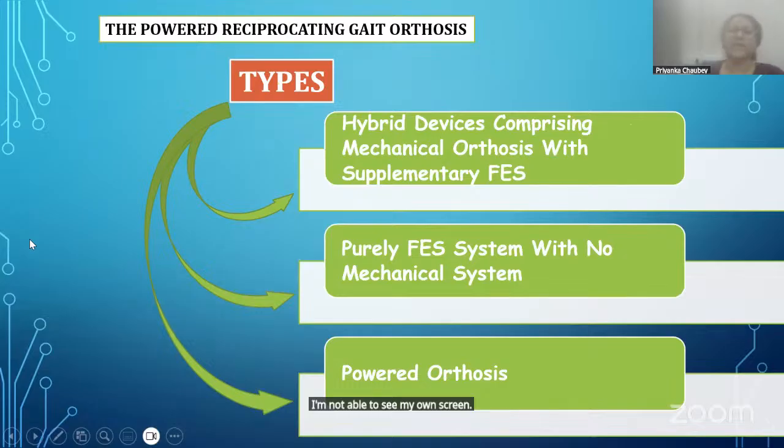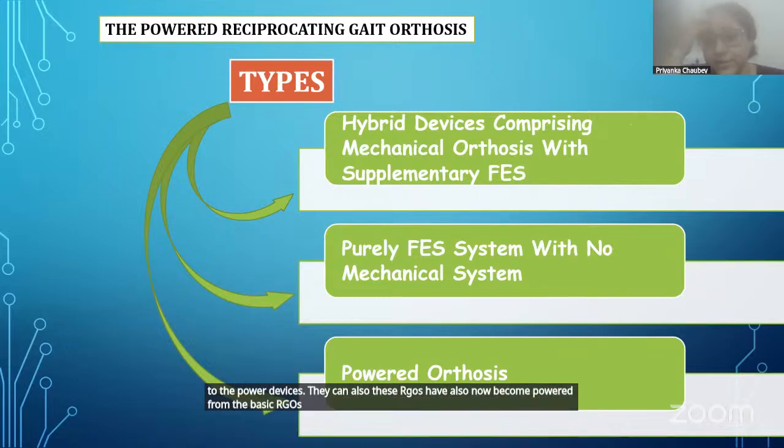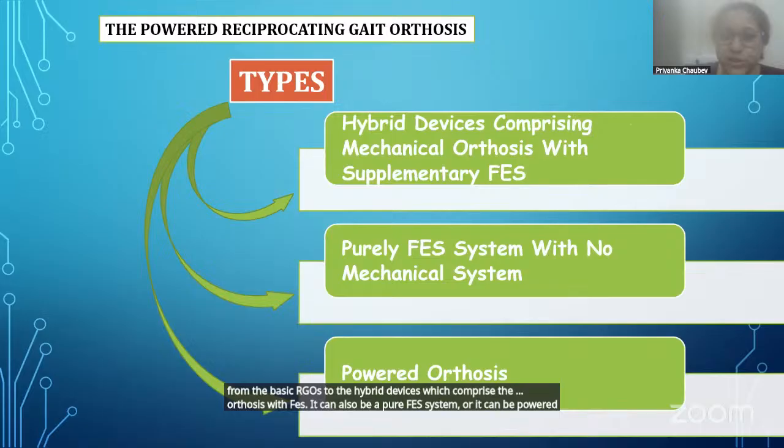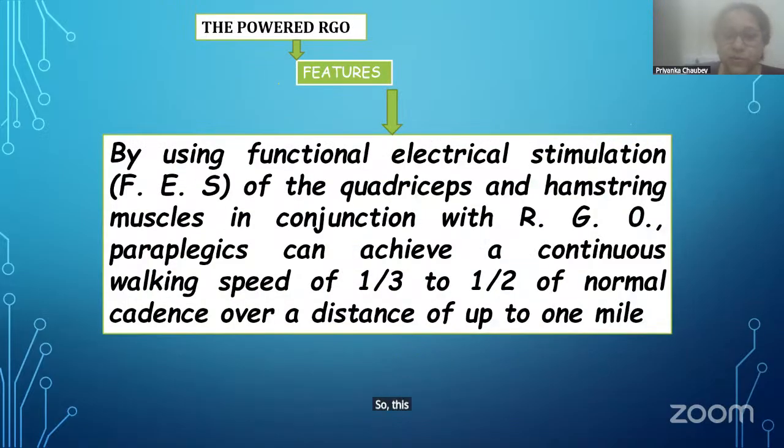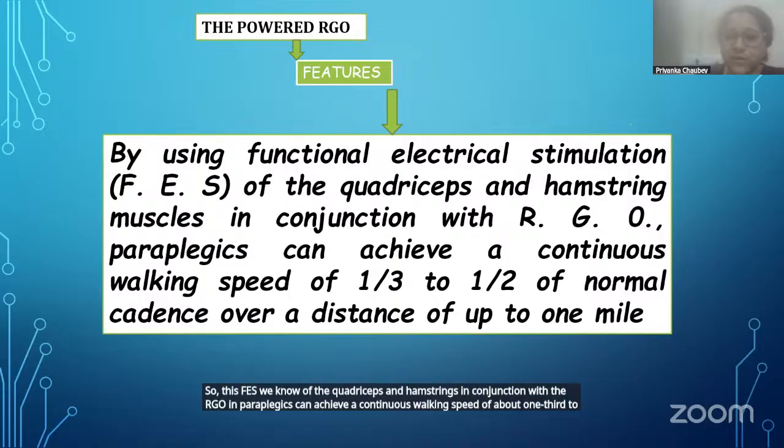So the powered devices, these RGOs have also now become powered, from the basic RGOs to the hybrid devices, which comprise the mechanical orthosis with FES. It can also be a pure FES system, or it can be powered, as in robotic. So this FES, we know, of the quadriceps and hamstrings in conjunction with the RGO in paraplegics can achieve a continuous walking speed of about 1/3 to half of the normal.